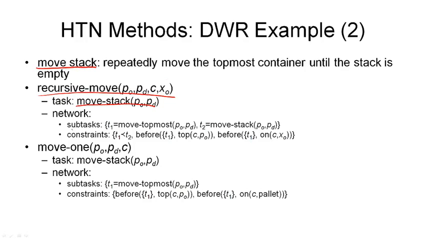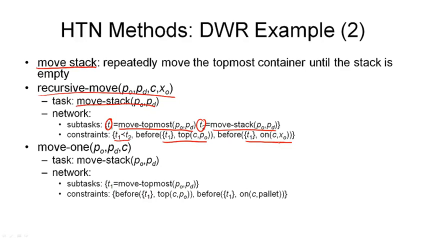The tasks themselves haven't changed, so again we have moving the topmost container and then moving the stack. We've introduced names for those tasks so that we can refer to them in the constraints. The first constraint is the ordering constraint, and the preconditions are attached to the first task. So there's nothing different about this first HTN method from the STN version we have seen earlier.